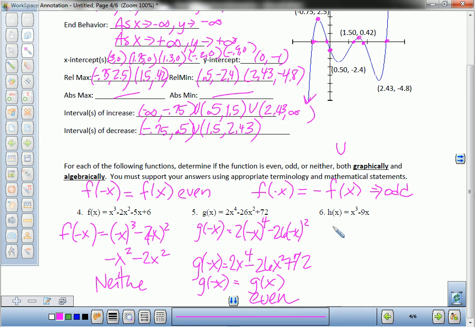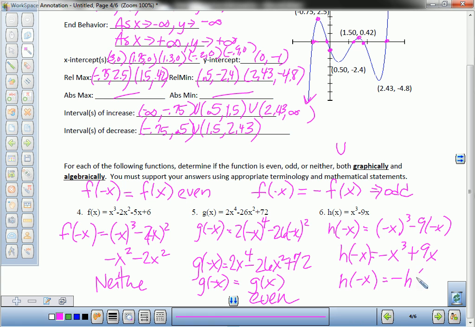All right, on this one, when I plug in the opposite, this becomes negative, this becomes positive. I plugged in the opposite of x, and I got out the opposite of the whole function. Odd.